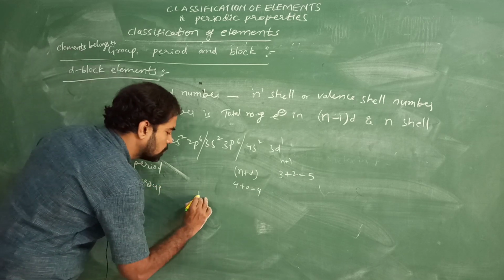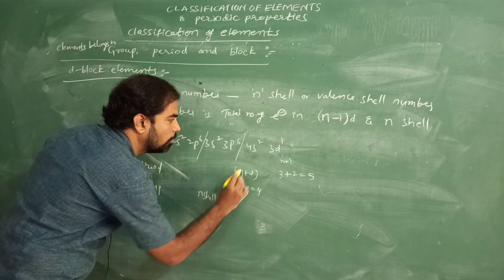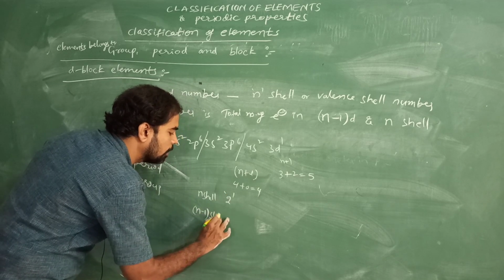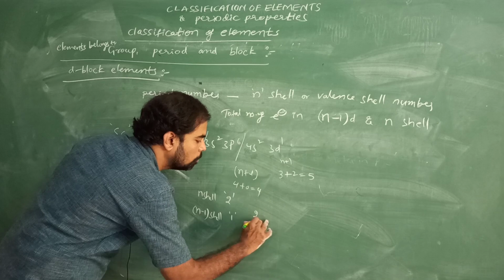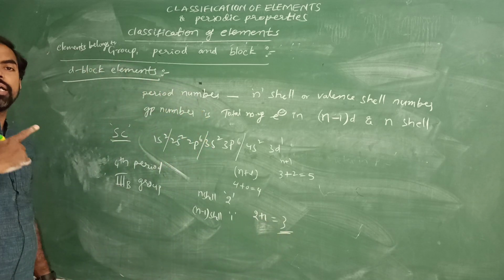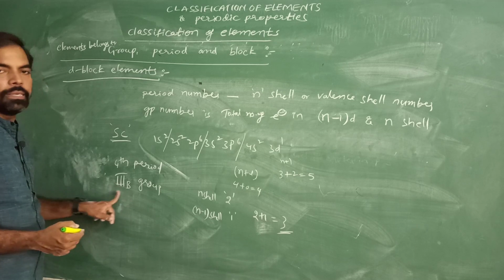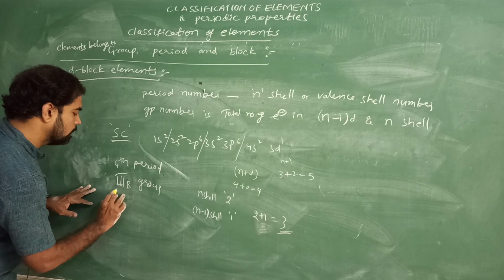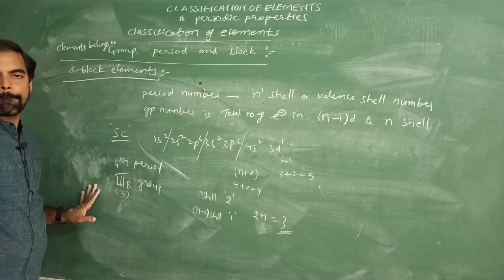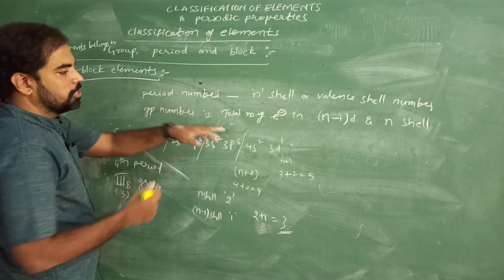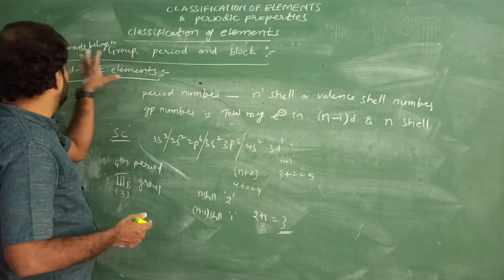3B. In the n shell how many electrons? 2. Whereas in the n-1 shell, how many electrons? 1. Total 2 plus 1, 3. That means it belongs to the third group, here 3B. 3B is simply the number 3. Is it clear? Right. Now the block: here the differentiating electron enters the d subshell. That's why it belongs to the d block.